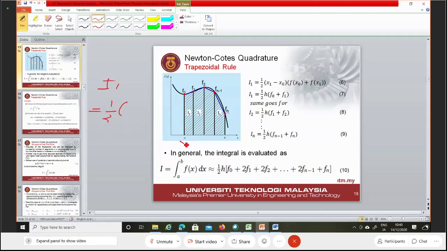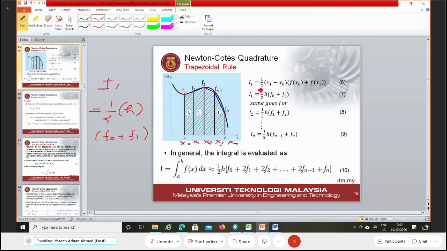Okay, so maybe this is x naught, x1, x2, x3, and x4. So that should actually be h. Should be h because x1 minus x naught will be h, x2 minus x1 should be h. So this is half of h multiplied by f naught plus f1. That will be the area for I1. In a similar way, the area for this one will be half of h, this plus f1 plus f2.